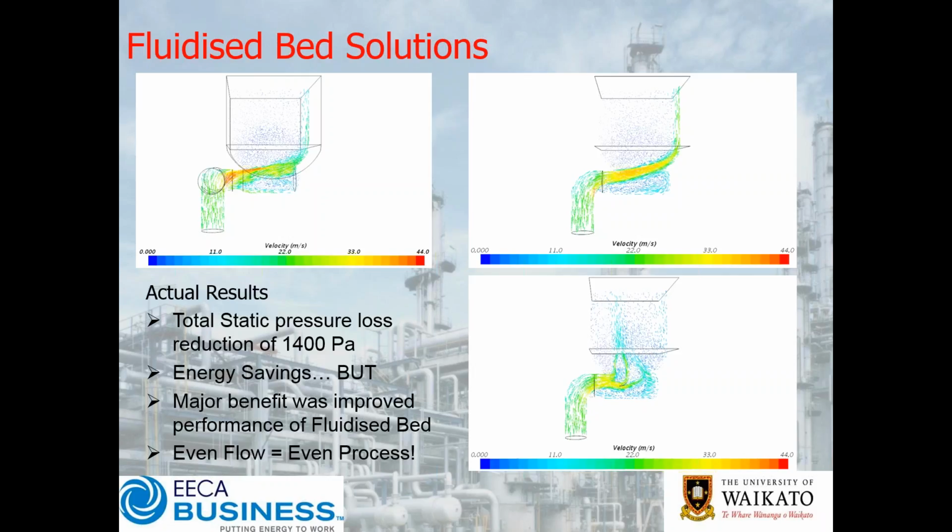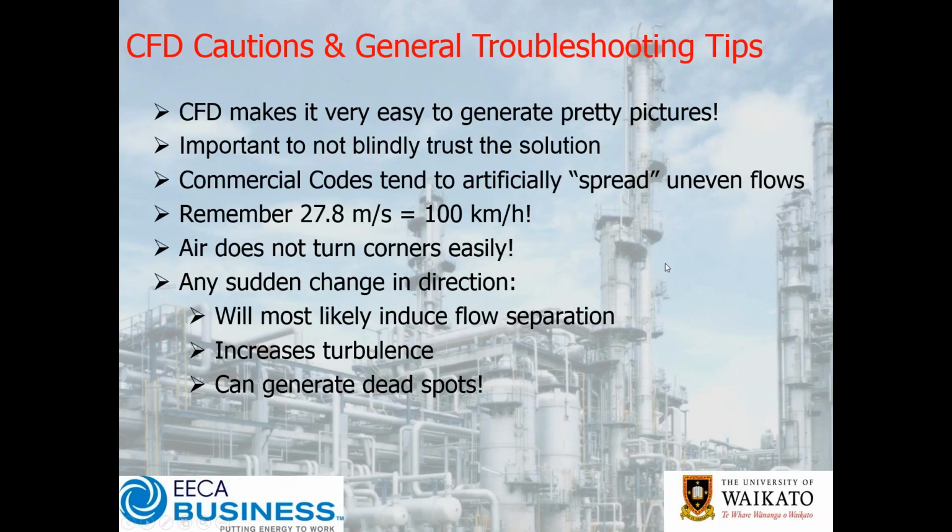We had a total static pressure loss reduction of 1400 pascals, which is about 35 to 40% of the system. There was some energy savings, but the big benefits were around the performance of the fluidized bed, how quickly it got started, and then of course even flow, even process means it's much easier to control and manage what you're doing. Now, I want to talk about some very important cautions at this point when it comes to using CFD and other general troubleshooting.